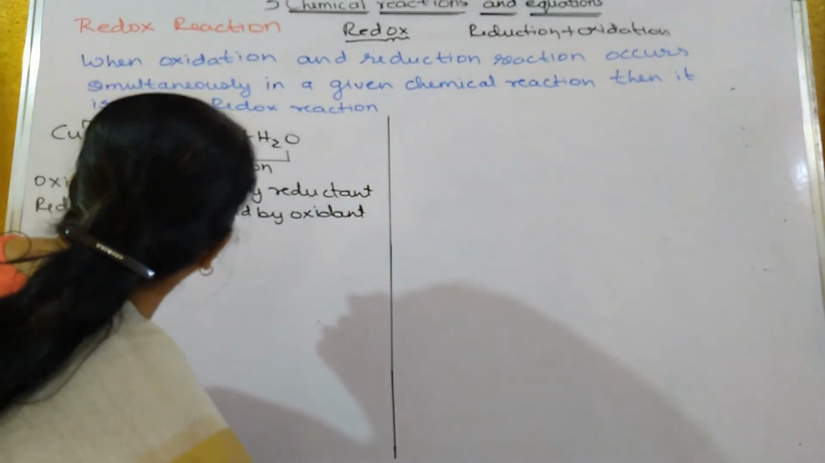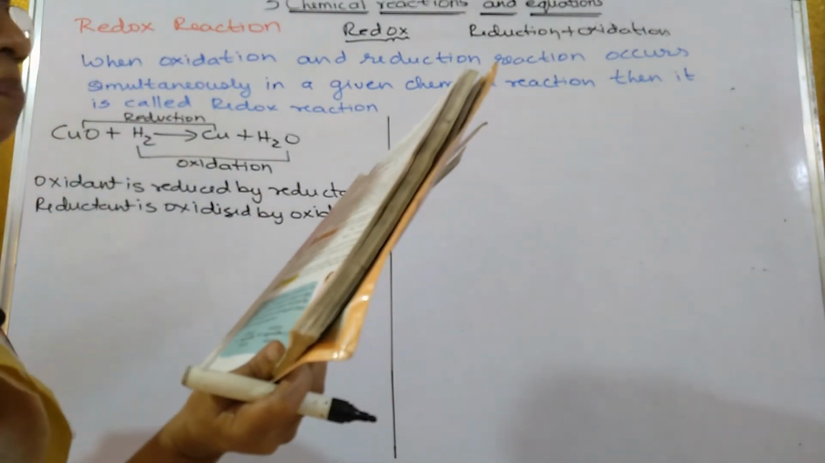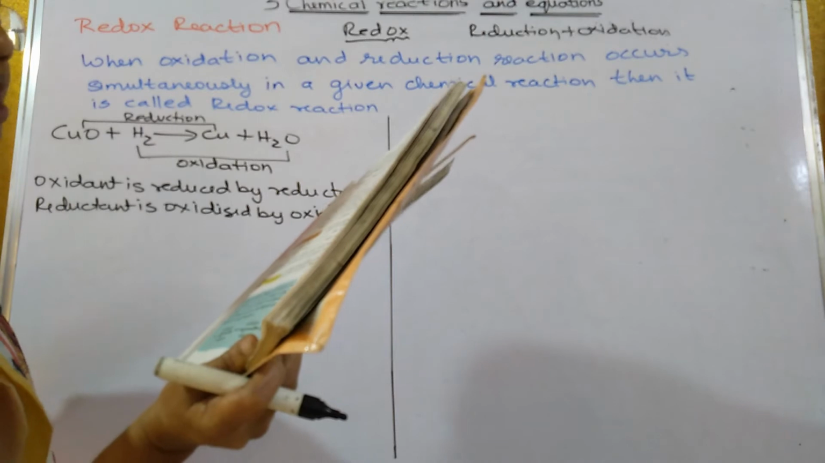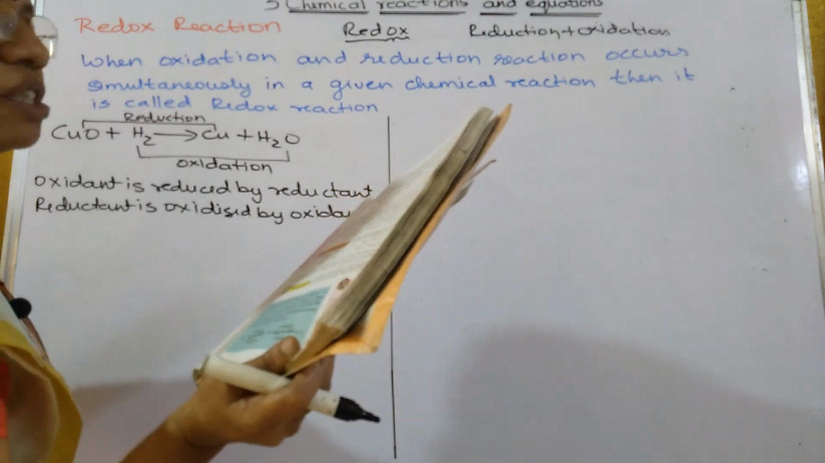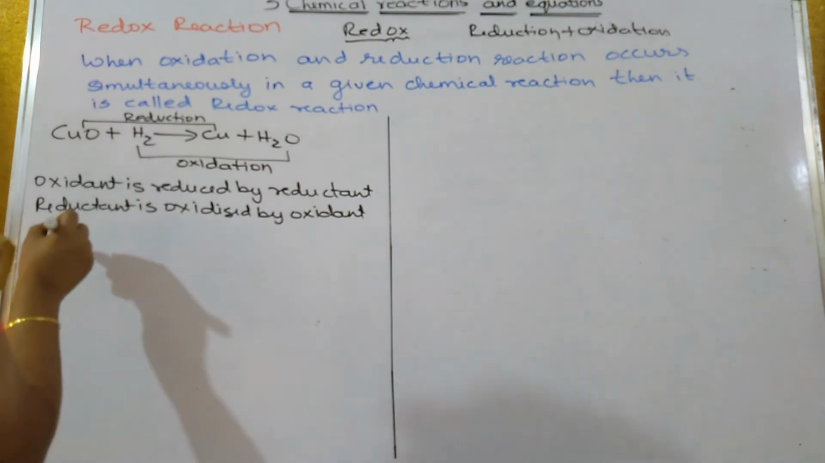Now when a question is given on page number 43, use your brain power. Some examples of redox reactions are given. Identify which is a reductant and which is the oxidant in them. So some examples are given.